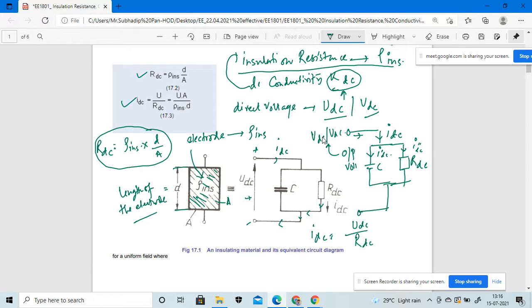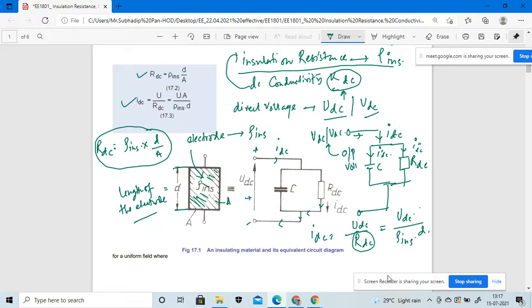Okay, according to Ohm's law, U of DC is equal to I of DC into R of DC. Now we put the previous equation, the value of RDC, so it becomes U of DC divided by rho of ins into d, where d is nothing but the depth, the length of the electrodes.